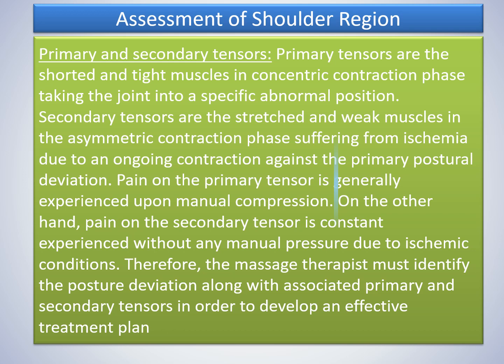Now, we have to understand what primary and secondary tensors are. Primary tensors are the shortened and tight muscles, in a concentric contraction phase, that take the joint to a specific abnormal position. In this case, if we're talking about shoulder protraction, which is a forward shoulder, the primary tensor that we're going to be looking into will be the pectoralis minor. Now, the secondary tensors are the ones that are actually fighting against the primary tensors. They are under eccentric contraction, meaning that they are being contracted but at the same time being stretched. So in that case, they are called the secondary tensors.